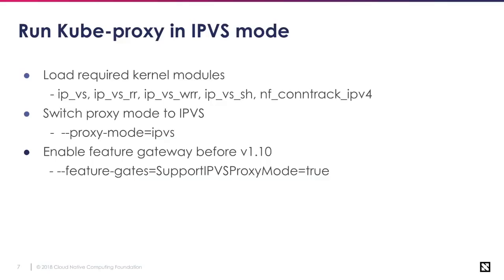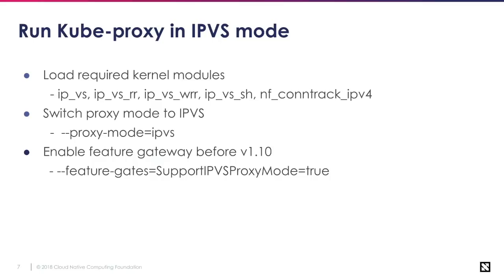To run Kube-proxy in IPVS mode, you only need to check 3 things. Firstly, load the required kernel modules. You will need to load 5 kernel modules, the IPVS related ones. And since the IPVS mode is still not the default mode, we need to switch the proxy mode to IPVS.